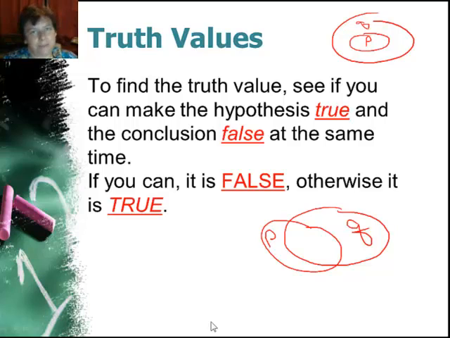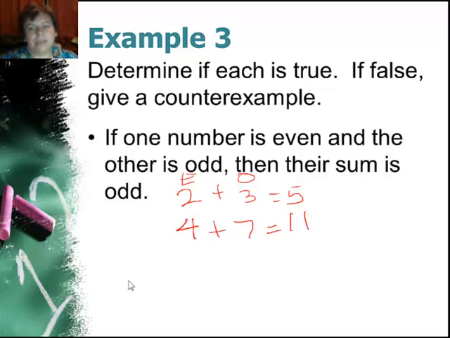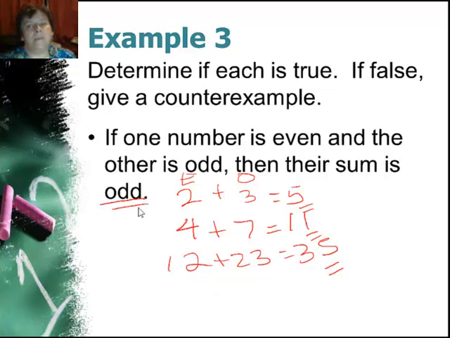Okay, so let's look at some statements and see whether they are true or false. Determine if each is true. If false, give a counterexample. If one number is even and the other is odd, then their sum is odd. Remember on the last section, we would test these. Let's pick an even number and an odd number, and then we add their sum. You can pick any even number, any odd number, and see what the sum is. We'll say 12 and 23. Every time I added them, was I ever able to get something that wasn't odd? No, I wasn't. You could say try negative, and you still would get an odd. If you try 0, 0 is neither even nor odd, so that won't work either. So this is true. We could not find a counterexample to prove it false.